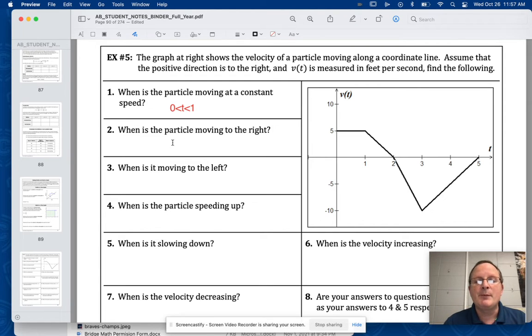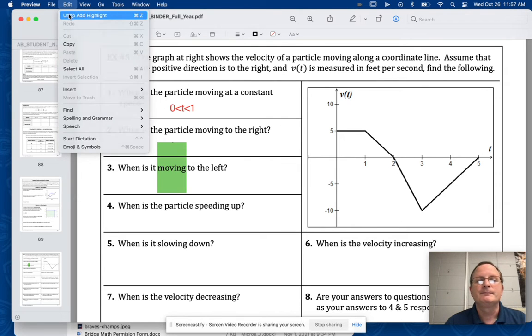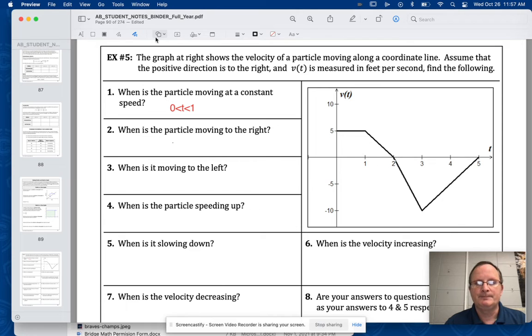All right, and then when is the particle moving to the right? I want another text box. The particle is moving to the right any time the velocity is positive. So the velocity is positive from here all the way to here, and at that moment it switches to negative. So that will be from 0 to 2.